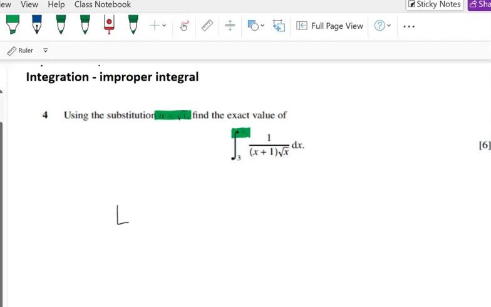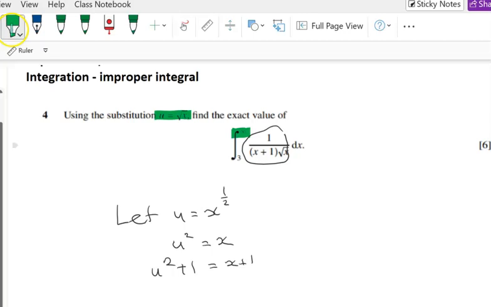Right, well, we're going to start off by saying let u equal x to the power of a half. Now we're slowly going to replace everything in this to get it in terms of u. We know that u squared will be equal to x, and so u squared plus 1 will be x plus 1. Now, that means that we've switched out this, and here we've got a u for the root x.